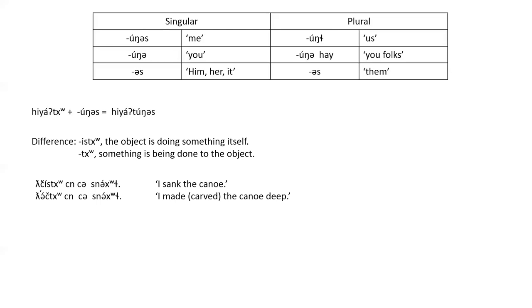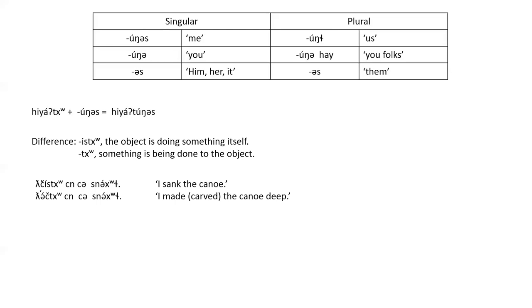In the first sentence, we have the east causative, and the canoe is perceived to be able to do something on its own, such as head to the bottom. In the second sentence, with a t causative, the canoe is perceived as an inanimate object acted on directly.